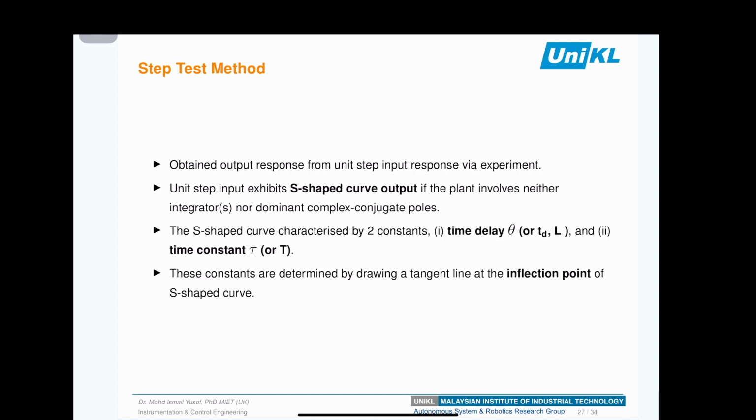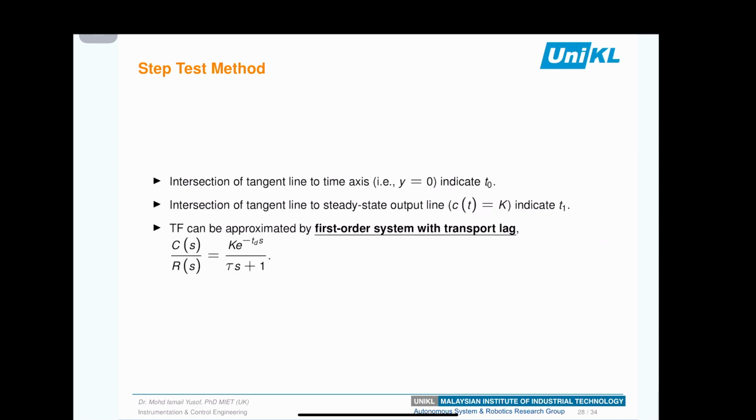or PV, and the two constants we are concerned with are the time delay, which is theta, and the time constant, which is tau. In order to get those two values, we have to find the maximum tangent line at the inflection point of the S-shaped curve. The intersection of the tangent line with the time axis will indicate T0. The intersection of the tangent line with the steady state output, which is on the top side of the output line, will indicate T1. Simple analysis from T0 and T1 will give the time constant and time delay.